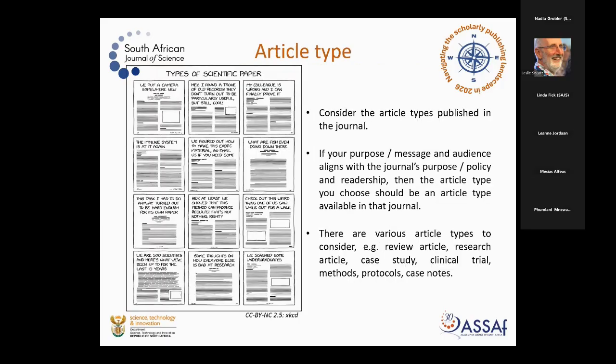When considering journals, look also at the article types published by that journal and check if it matches with the purpose or message and audience that you want to aim for with your paper. And if the journal that you're looking at is appropriate, it should have an article type that will be applicable to your paper. For example, there are case studies or clinical trials that may be more specific to medical journals, and most journals will have original research articles or review article options.